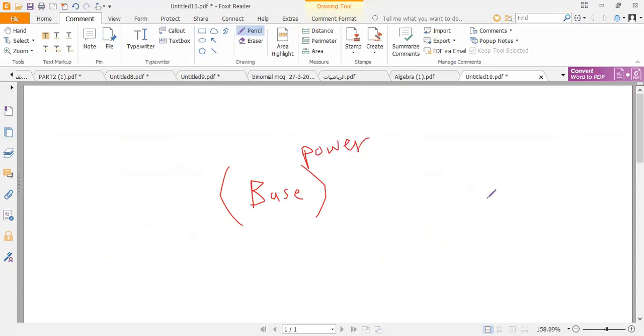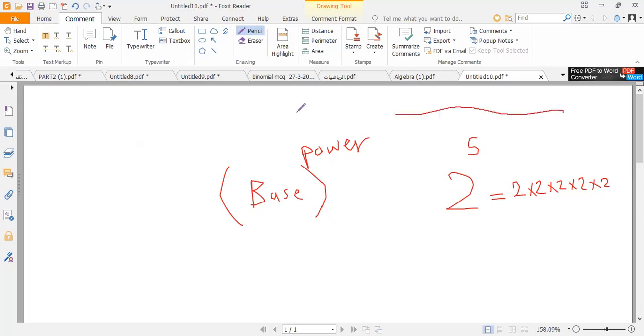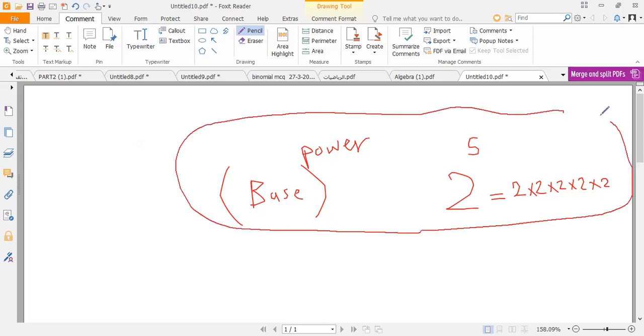For example, if I write 2 to the power of 5, what does this mean? It means I have to multiply 2 times 2 times 2 times 2 times 2. So instead of writing 2 times 2 five times, I can write 2 to the power of 5. We have some rules which control the arithmetic operations that occur on this part.